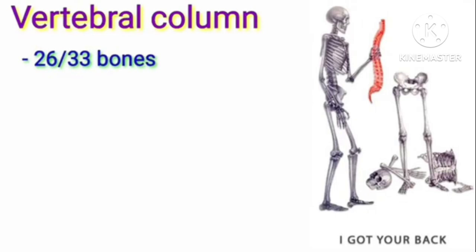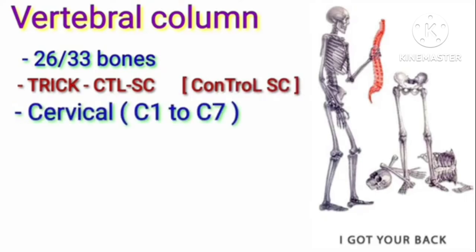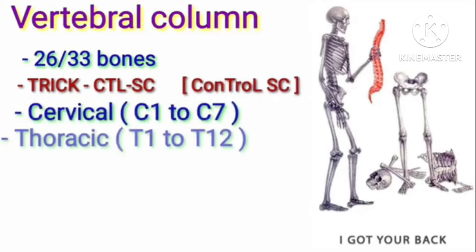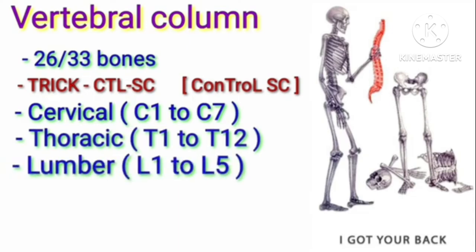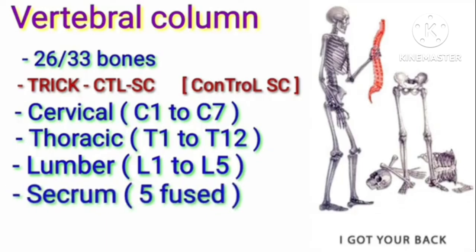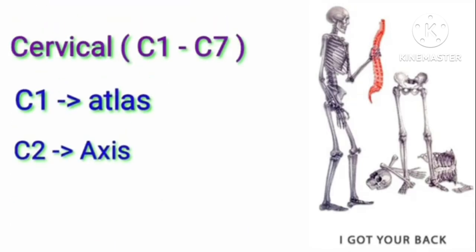These are 26 or 33 bones. The mnemonic is CTLSC. Cervical C1 to C7, thoracic vertebrae T1 to T12, and lumbar vertebrae L1 to L5. And then the fused 5 are called sacrum, which are 5 fused bones, and coccygeal are 4 fused bones, which make them as one. Cervical C1 is called atlas and C2 is called axis. These are the cervical vertebrae.